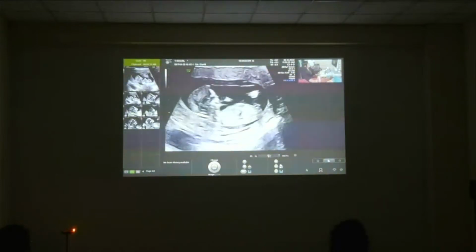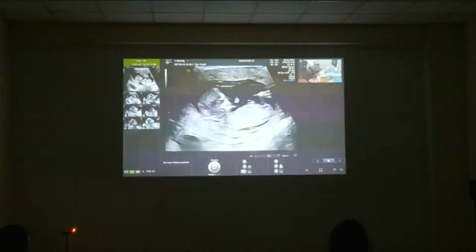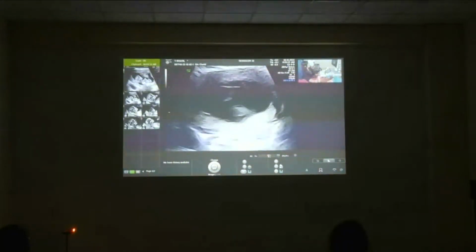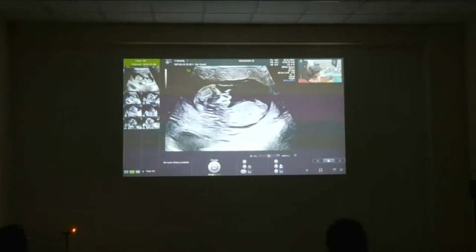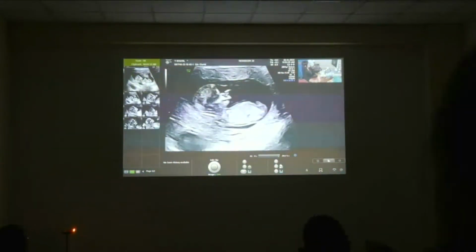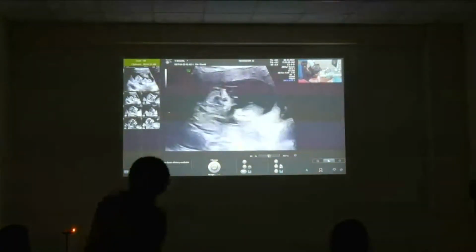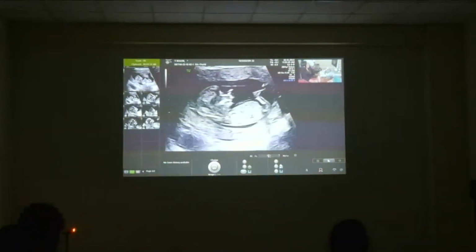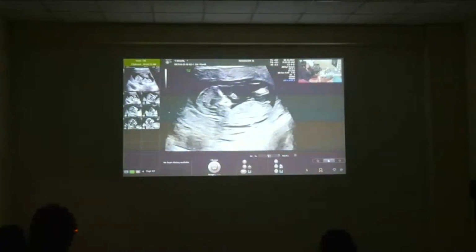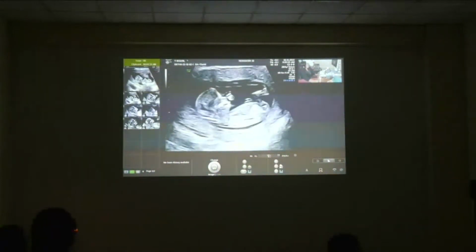So can you hear me? Yeah. So this is the 11 to 14 weeks scan, where you see that the baby is very active. So while I can, let me just take the CRL. The baby has to be in a horizontal position. When we are taking a CRL, we should take it in the mid-sagittal plane.